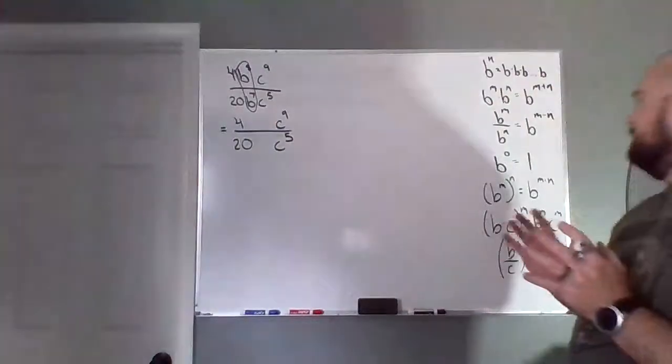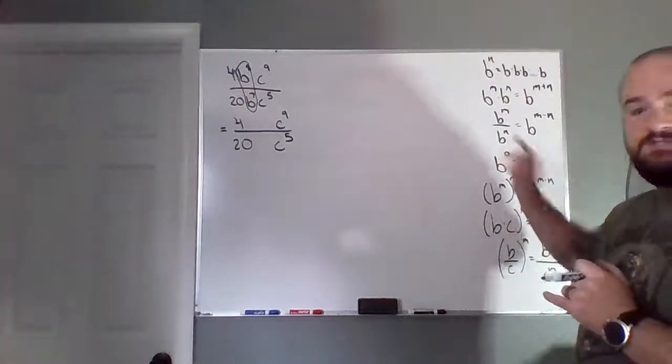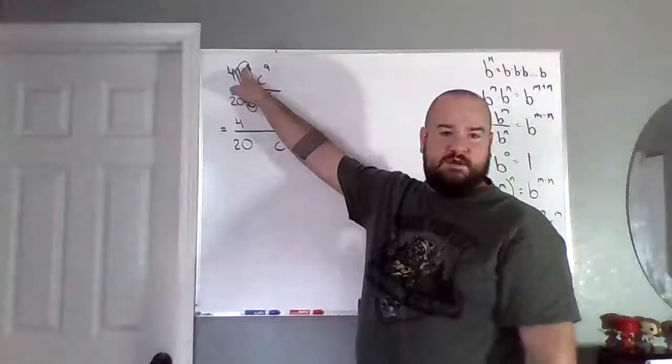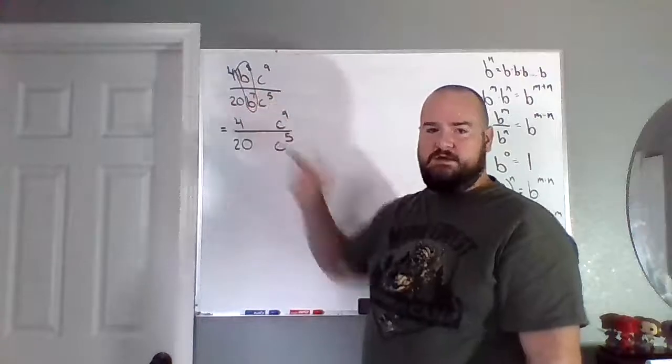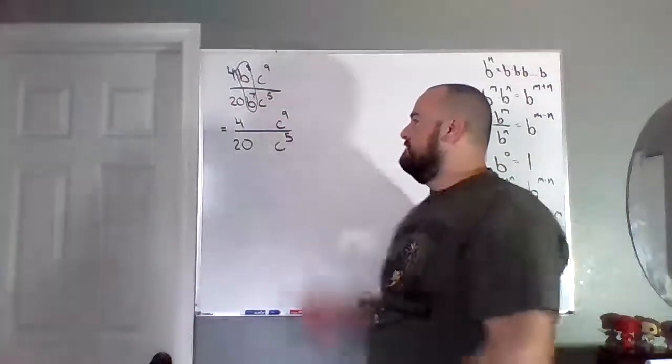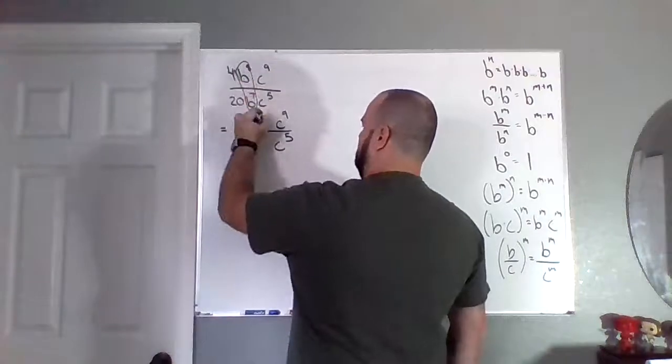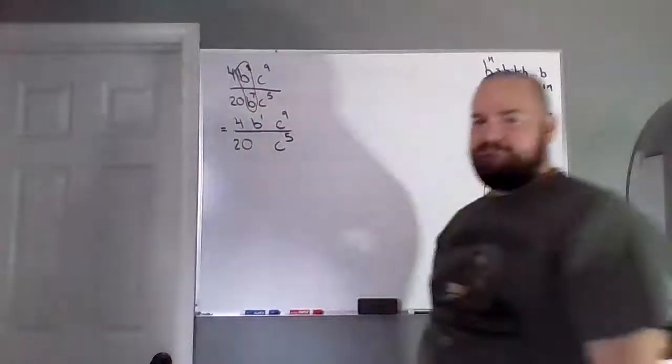What rule does that look like it applies to? The quotient rule. So all we're going to do is simply take the exponent in the numerator and subtract the exponent of the denominator. So that gives me b to the 8 minus 7, just b to the first.